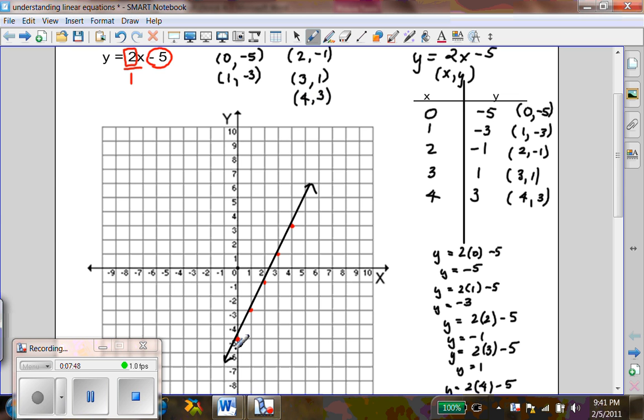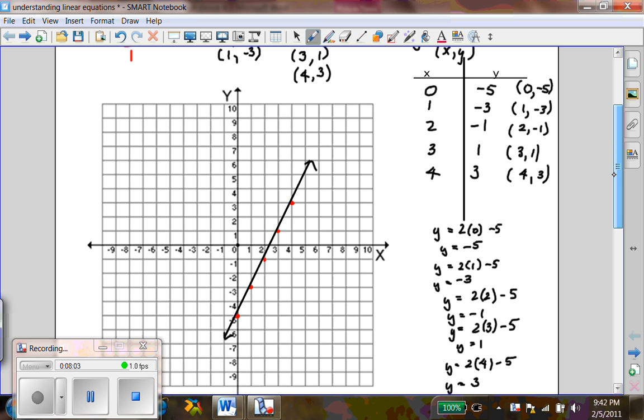So 0, negative 5 is a point. 1, negative 3, that's a point. 2, negative 1 is a point. 3, 1 is a point. And 4, 3 is a point. And we could list a whole bunch more. All right, so there you go. That's two different ways to look at the same thing.